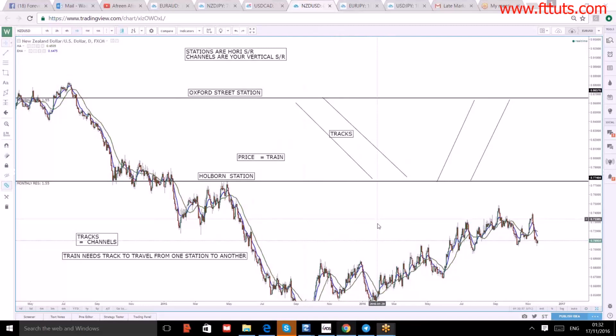Remember, the journey levels are your stations, horizontal support and resistance. They are not vertical support and resistance, guys. Everyone understand this? Okay, you understand this. I just see one yes. Where are the others? What about the others?